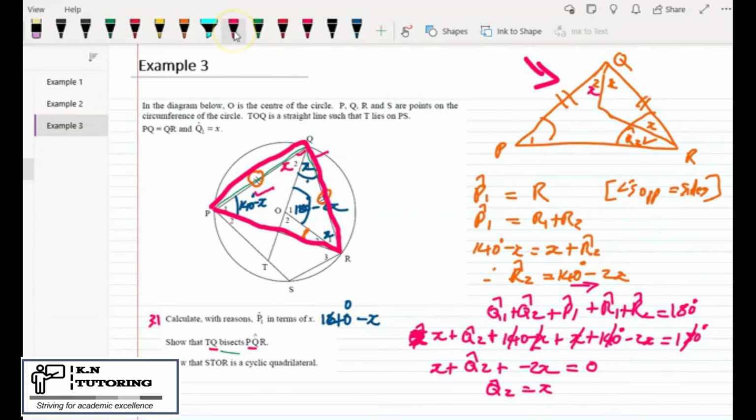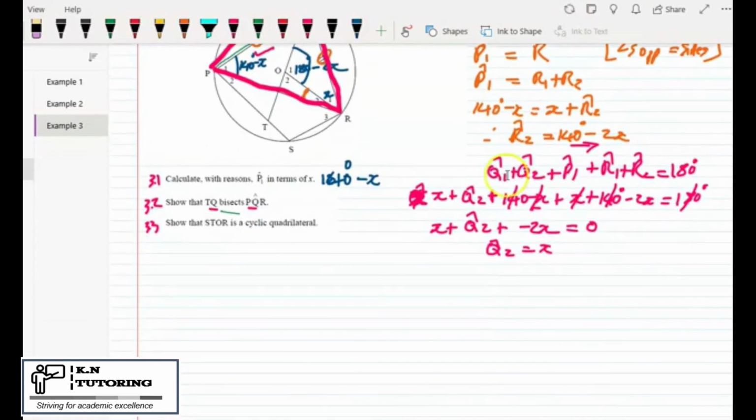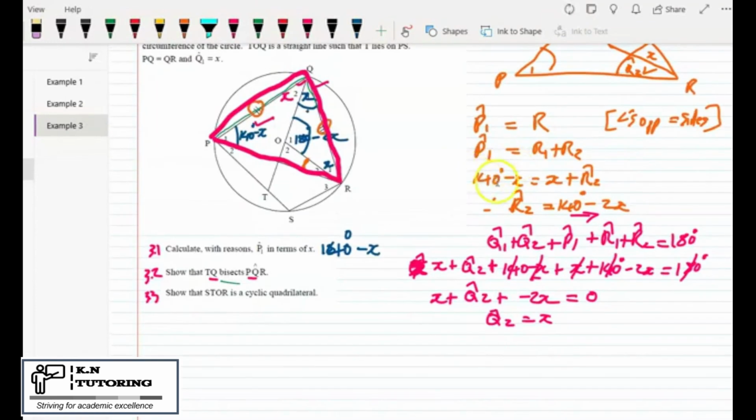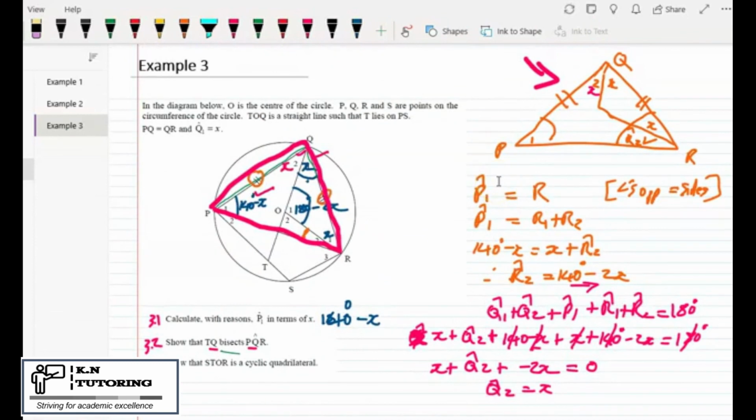I've done with 3.2. We are now going to 3.3. And again, apologies for the noise that is coming from the background. It says show that STOR is a cyclic quadrilateral.